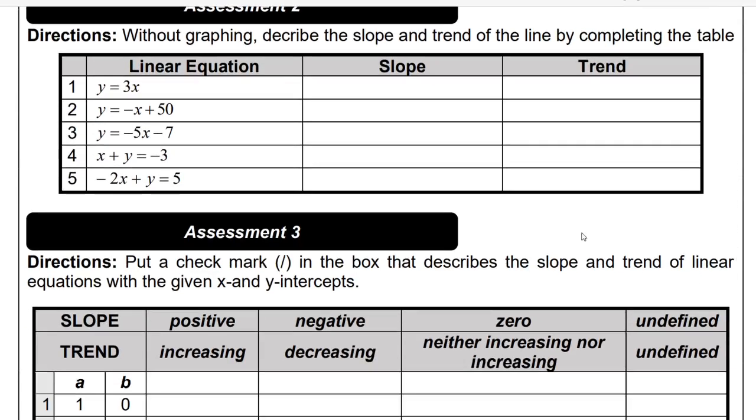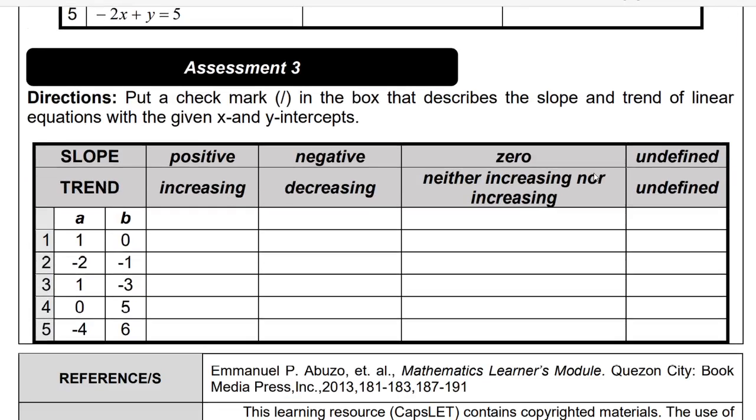Assessment 2. Without graphing, describe the slope and trend of the line by completing the table. So, sa slope, ilagay nyo lang kung positive ba or negative ang slope. Okay. And then, ang trend, if it is increasing or decreasing, undefined ba or neither. Neither decreasing nor increasing. Okay. So, the same process here.